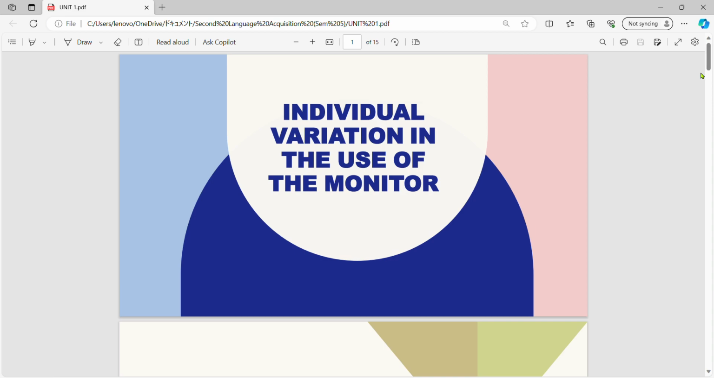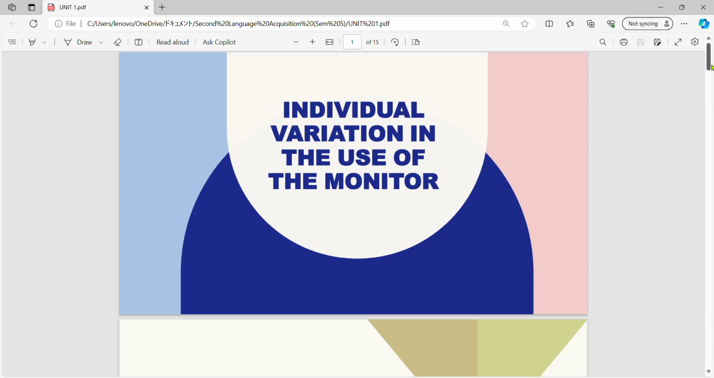In second language acquisition, we have so many topics about SLA, because second language acquisition is one of the ways we can learn about how to learn the second language. Today I will explain to you about the individual variation in the use of the monitor.